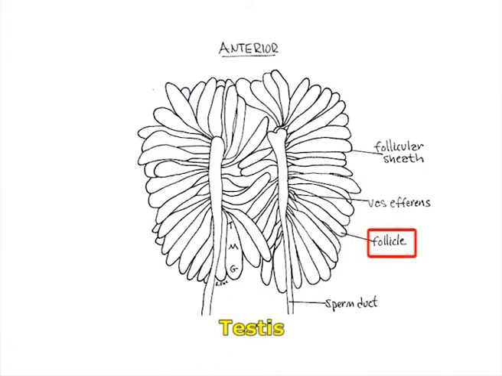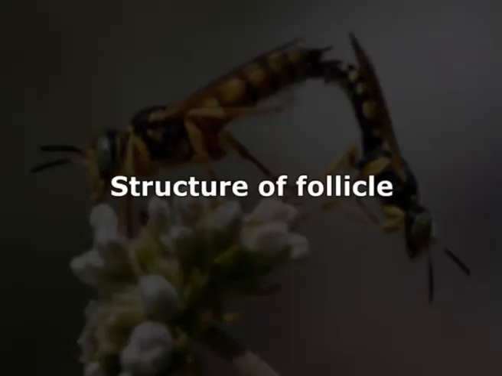Each testis consists of a number of oval-shaped structures known as follicles or sperm tubes. Each follicle has a layer of epithelial cells. The entire follicle is covered by a peritoneal membrane, whereas the testis is completely enveloped within a coat known as the scrotum. Structure of follicle. Each individual follicle is divided into a series of zones or areas characterized by the presence of the sex cells, that is, sperms in different stages of development.